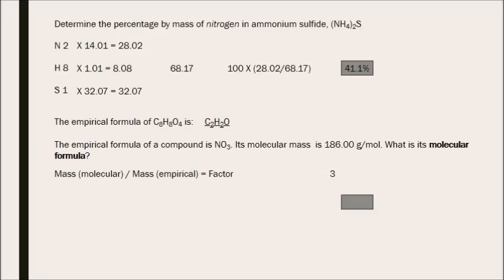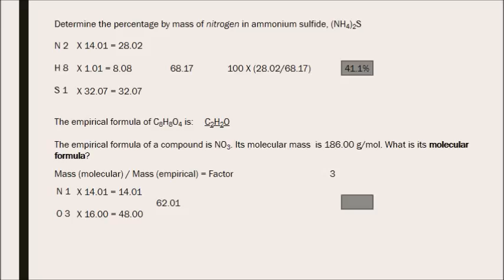So the first thing we've got to do is find the mass of our empirical formula, which we want to start by looking at how many of each element we have in our compound. So for NO3 we have 1 nitrogen and 3 oxygens. So we're going to do 1 times 14.01 for nitrogen and 3 times 16.00 for oxygen. We're going to get a mass of 62.01. Alright, and we're just going to do 186.00 and divide that by 62.01, and we're going to get 3.